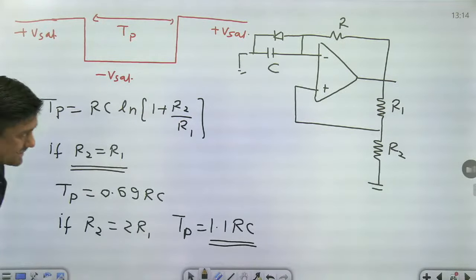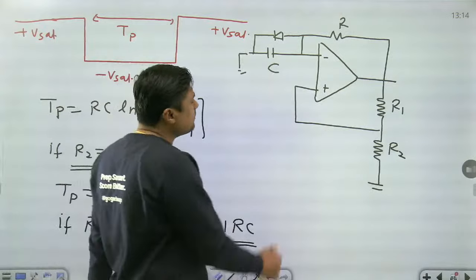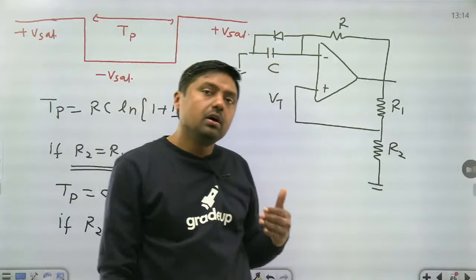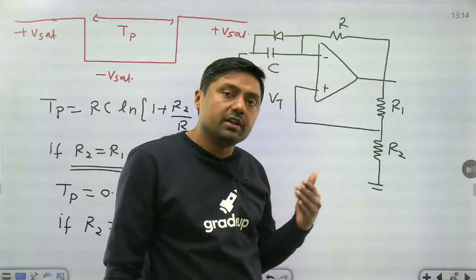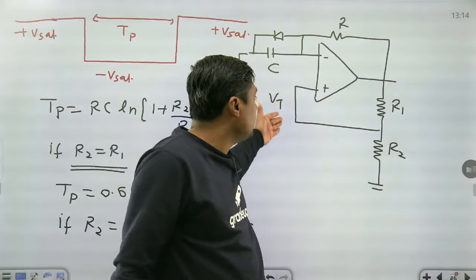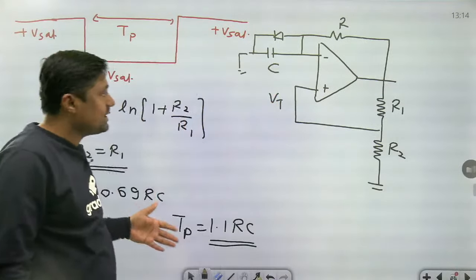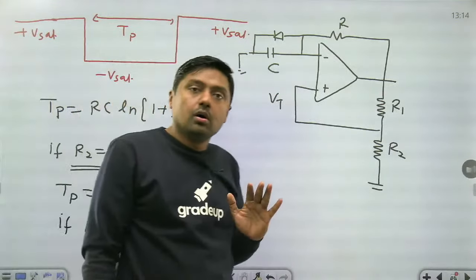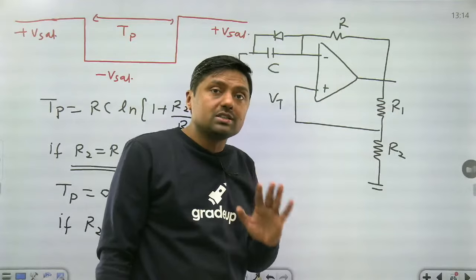1.1 RC. We have to calculate; there are a number of methods. We have to calculate the VT, then the capacitor will charge up to that point. If we increase R2, the voltage at this point will increase. It will take more time, and that is the concept. It will increase directly proportional to R2. Right, this is about monostable, more than sufficient.